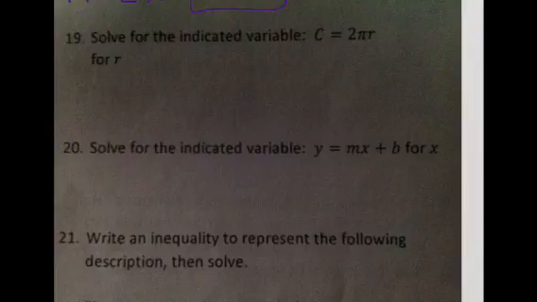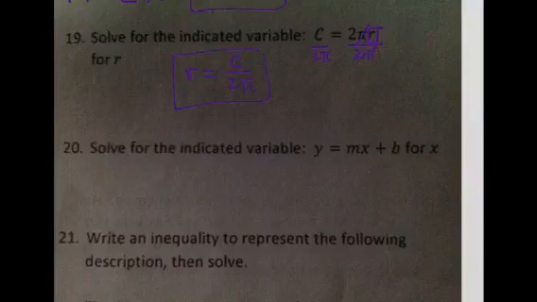Alright, so for number 19, we are solving for r. We're leaving r by itself. So that means that we have to divide both sides by 2 pi. And so 2 pi divided by 2 pi is 1. So now we're left with r equals c over 2 pi.